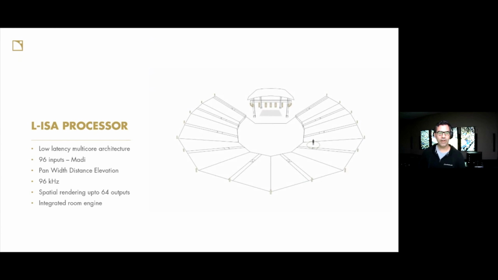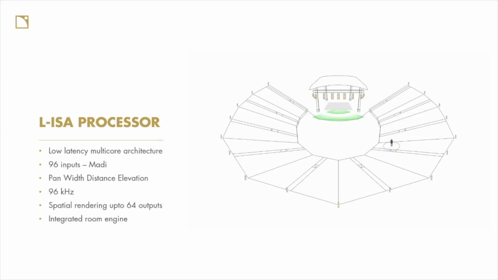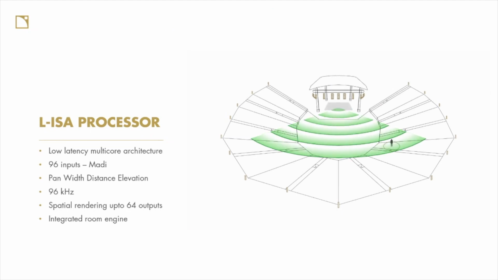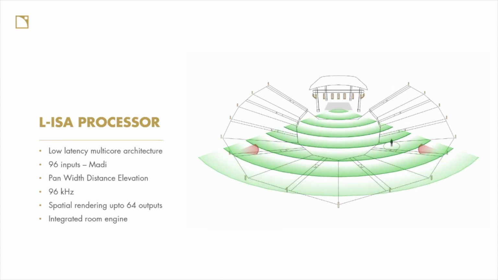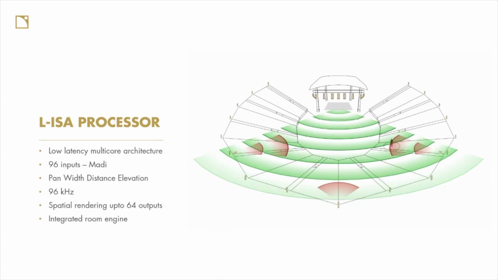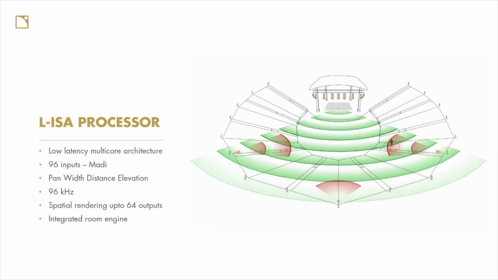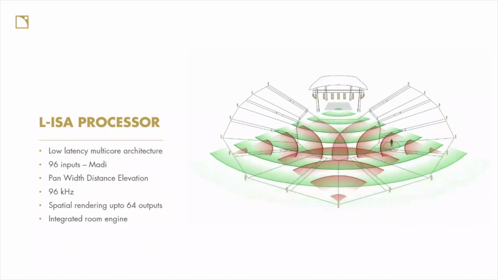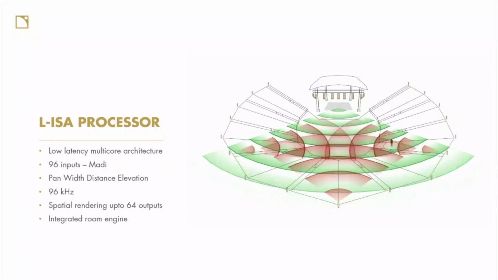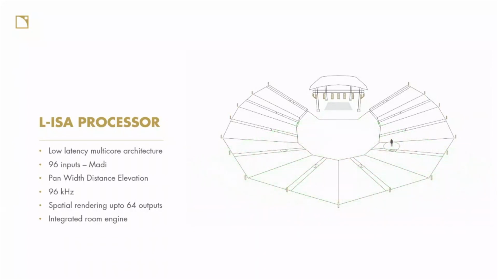It has an integrated patent-pending room engine as well. What's really neat about this room engine specifically, it takes into account the size of the venue, where you've placed the speakers, to ensure that the reverb always arrives after the original signal, no matter where the original signal is in your room, and no matter where you, the listener, are in the room. So if you have an object on the stage, the direct sound will emanate from the stage, and the reverb will follow.